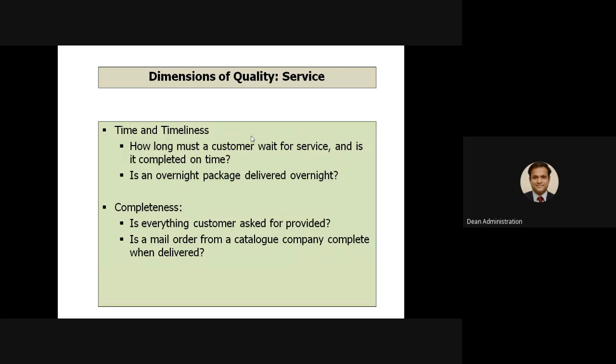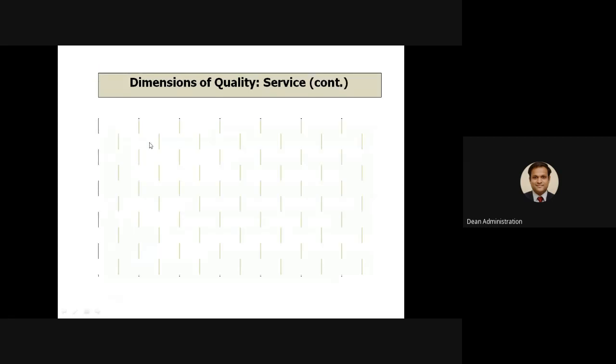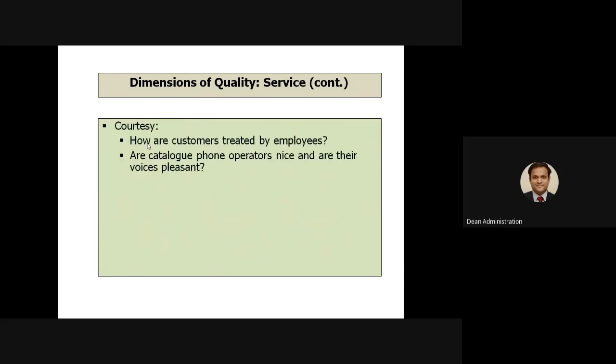Now, for services, things like timeliness, how long a customer must wait for the service, that's a quality related issue. If the delivery time is, let's say, next day delivery, then is it getting delivered next day? Completeness, orders are packed incorrectly, some components are missing, you know. So all of those things will come under dimensions of quality of service. Courtesy.